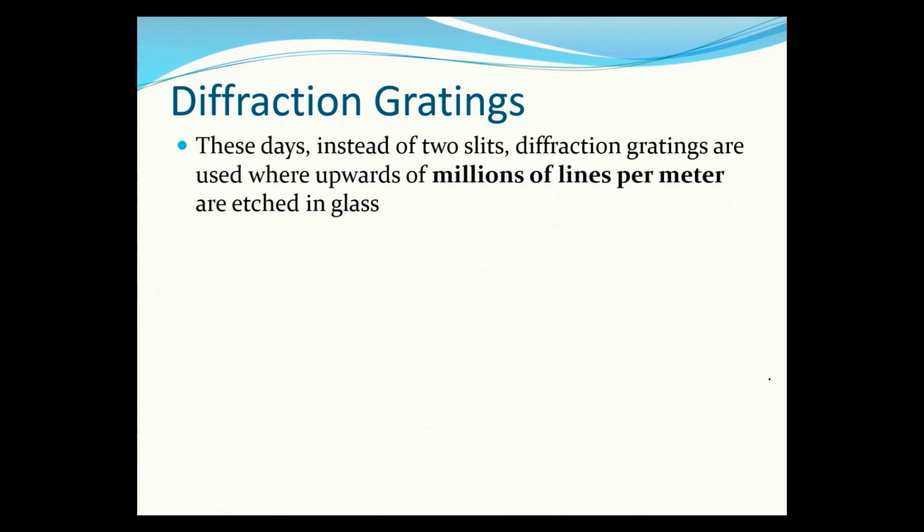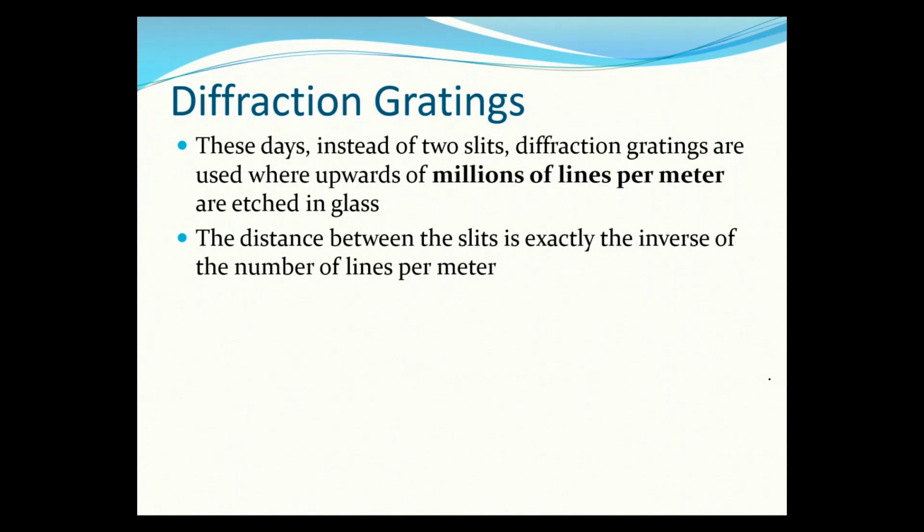So these days, instead of two slits, diffraction gratings are used, where upwards of millions of lines per meter are etched into glass. This is how CDs work. CDs, if you know what compact discs are, they're diffraction gratings, and the computer sends laser light, and it diffracts through the CD, and the way it diffracts is information based on the etchings of lines per meter. So CDs are just big diffraction gratings. So the distance between the slits is exactly the inverse of the number of lines per meter.